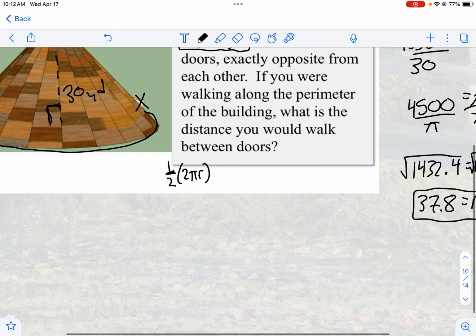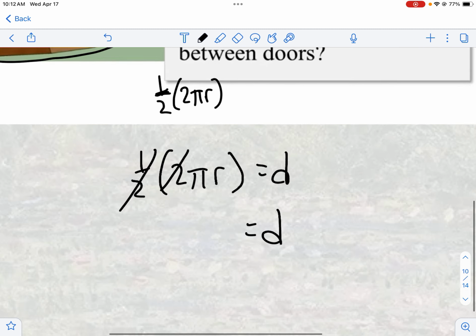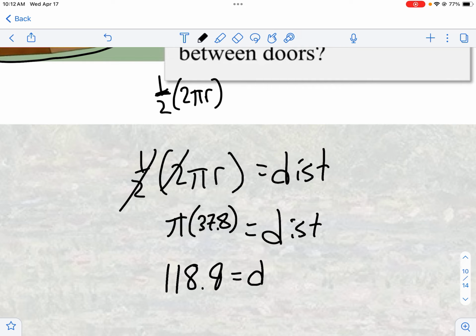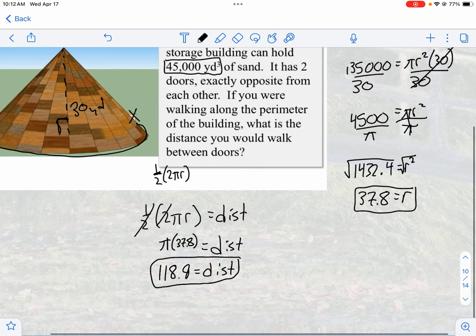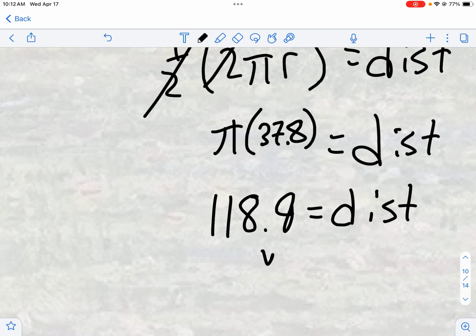But I'm going to go ahead and find 1/2 of 2 pi r. Whenever we have 1/2 and 2, we can cancel those. That's going to be my distance. So pi times that 37.8 number I kept in my calculator. So I'm going to click times pi and get 118.9. That's the distance between the 2 doors if I was walking around the building. Let's go with that in yards, 118.9 yards.